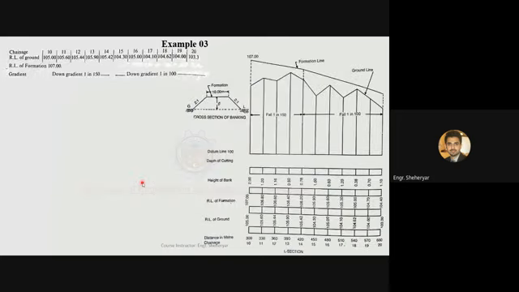So let's draw a graph on the graph paper.